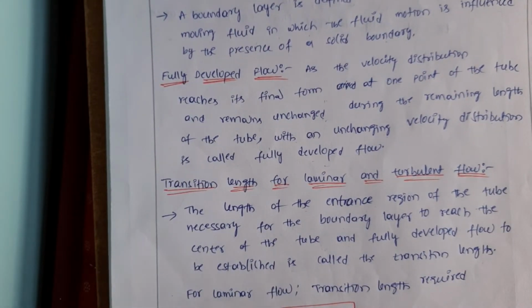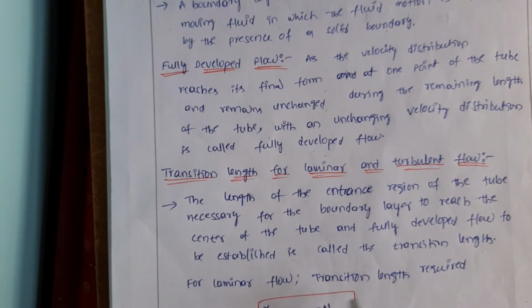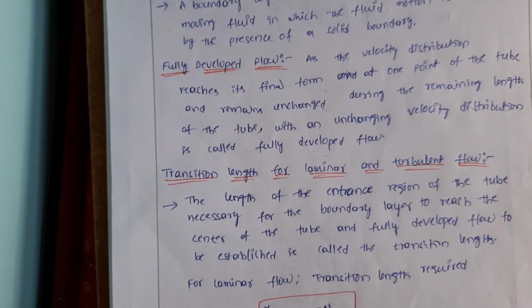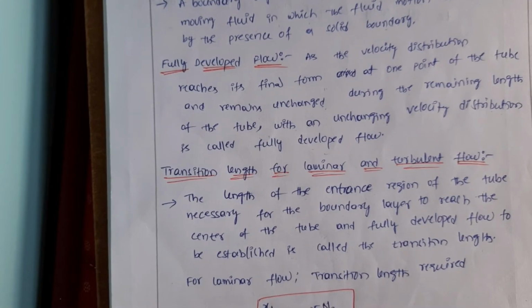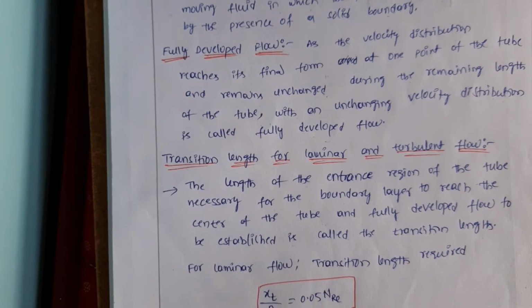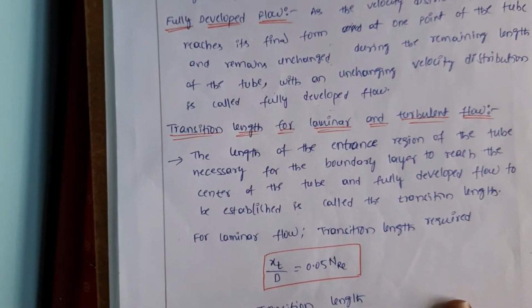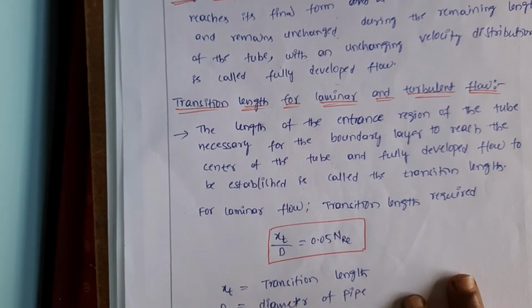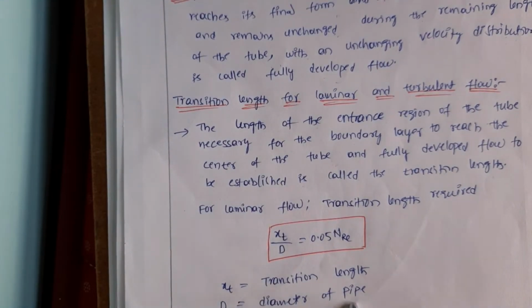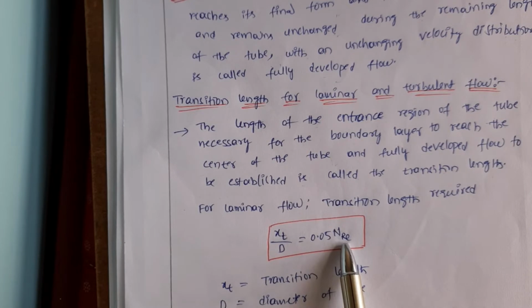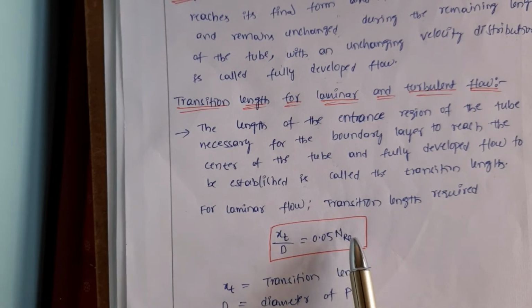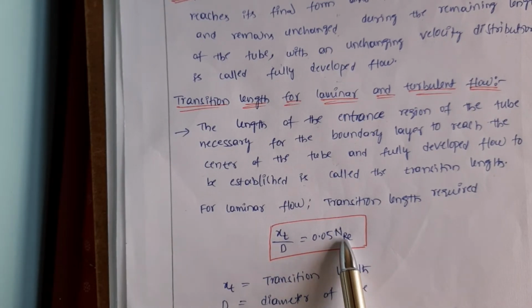For laminar flow, the transition length required is calculated as x_t divided by D equals 0.05 times NRe. Here x_t is the transition length, that is, the length required to attain fully developed flow in the tube. D is the diameter of the pipe. All of you already know NRe is D v rho by mu. Depending upon the NRe value we can identify whether it is laminar flow or turbulent flow.